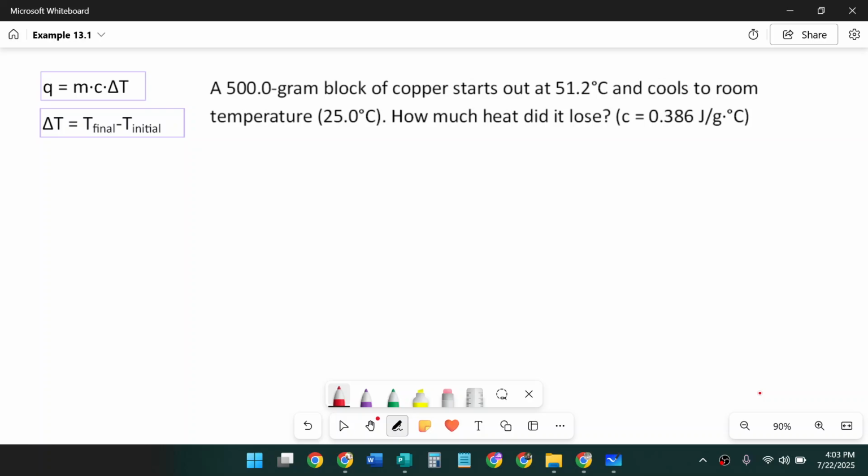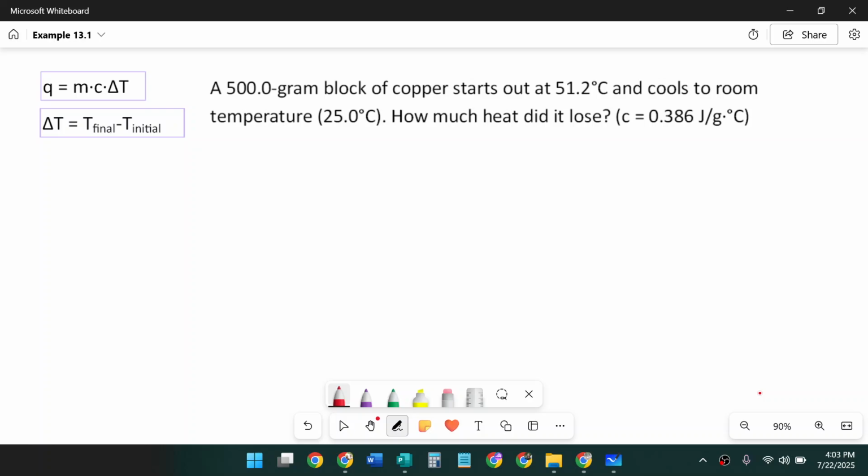This is example 13.1 from Discovering Design with Chemistry, and now we are in the chapter all about heat. Our first problem says a 500-gram block of copper starts out at 51.2 degrees Celsius and cools to room temperature, which is 25 degrees Celsius. How much heat did it lose?